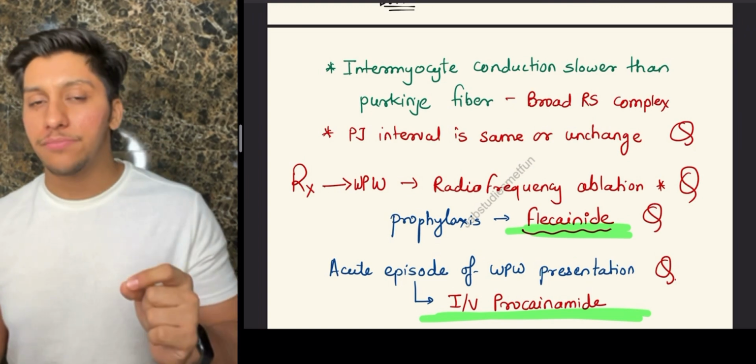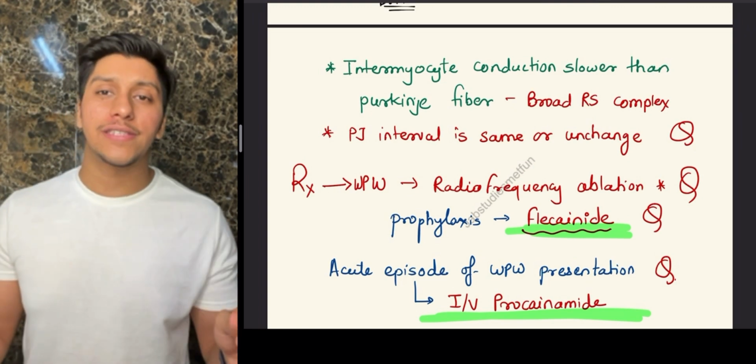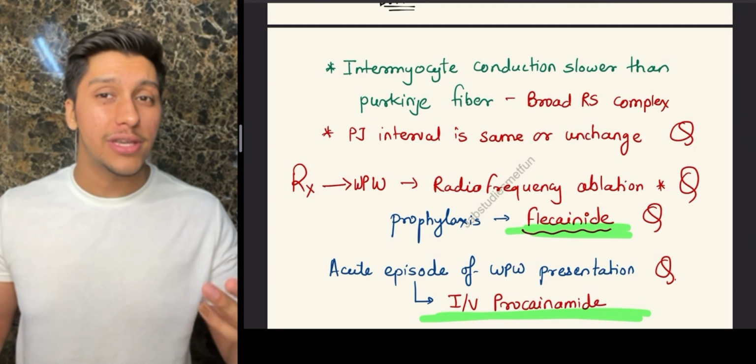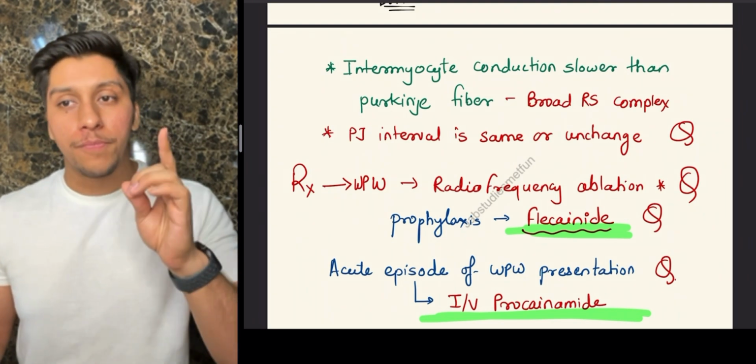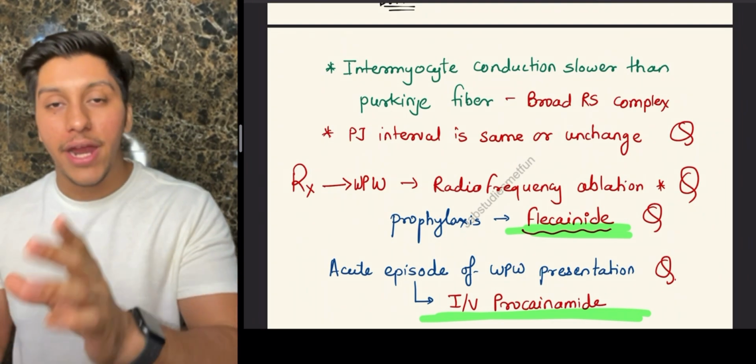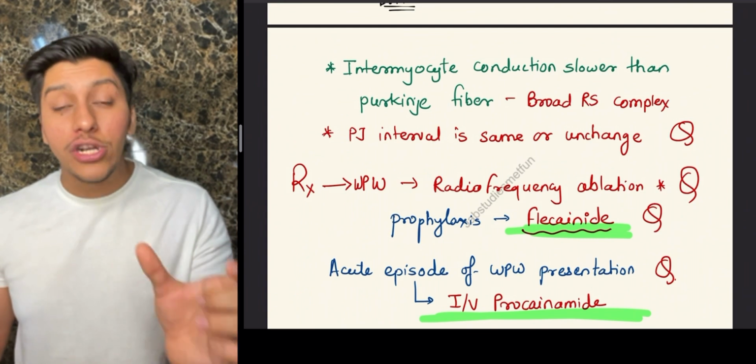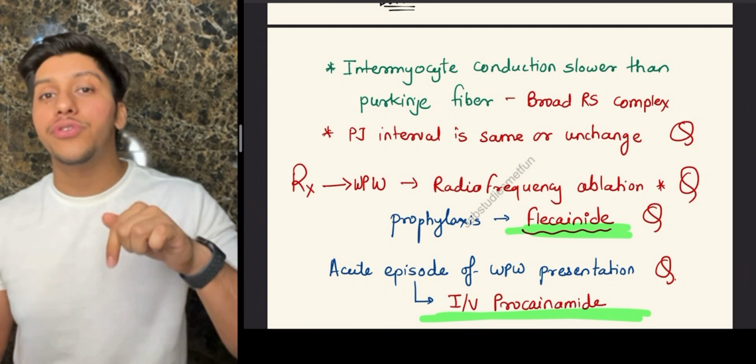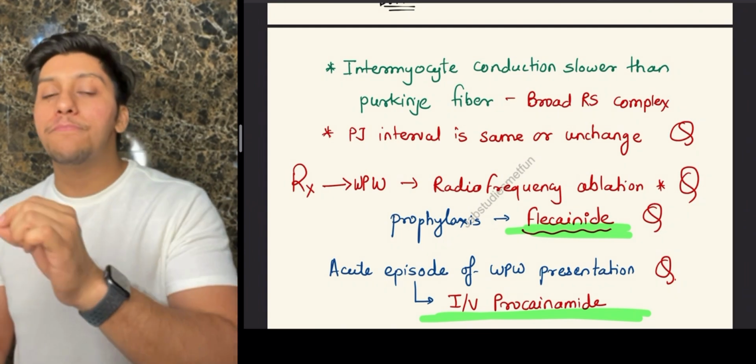Now there are two managements. What are the conditions for prophylaxis? Maybe you already got to know that this is going on in the history, so you have to do prophylaxis. For prophylaxis, you're going to give flecainide, an antiarrhythmic drug. For acute episodes, which is acute right now treatment, you'll give IV procainamide.